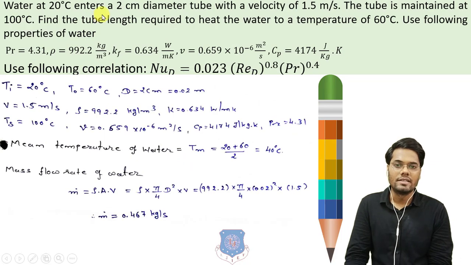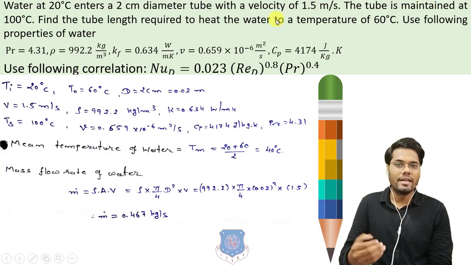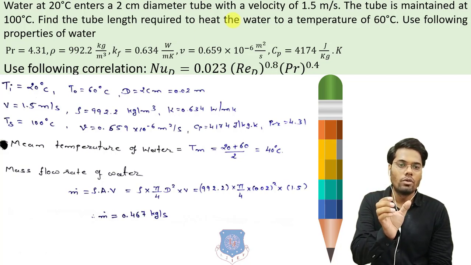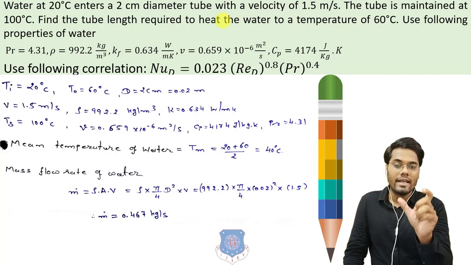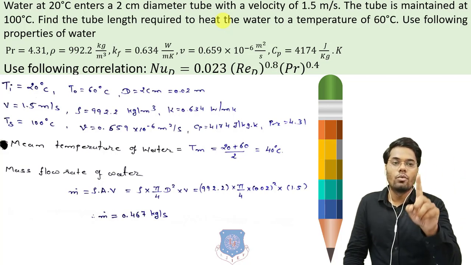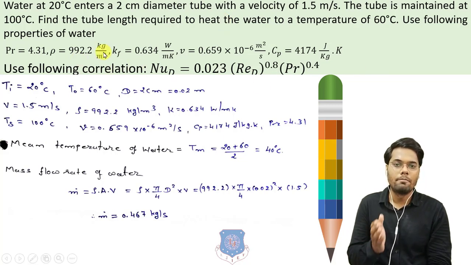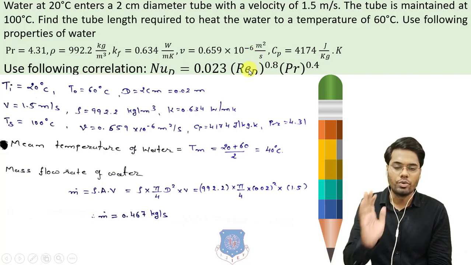Moving towards the next question. Water at 20 degrees Celsius enters a 2 centimeter diameter tube with a velocity of 1.5 meter per second. The tube is maintained at 100 degrees Celsius. Find the tube length required to heat the water to a temperature of 60 degrees Celsius. Water enters the tube at 20 degrees Celsius. We have to decide the length for which the outlet temperature of the water would be 60 degrees Celsius. Use the following properties for water: Prandtl number, density, conductivity, viscosity, and specific heat are given in the question, and the relation between Nusselt, Reynolds and Prandtl is also mentioned in the question.